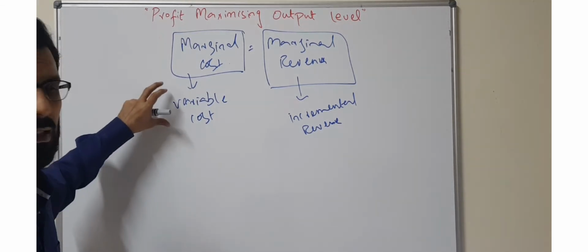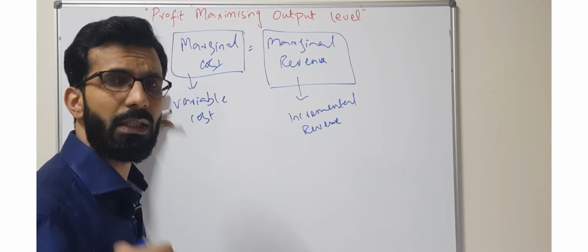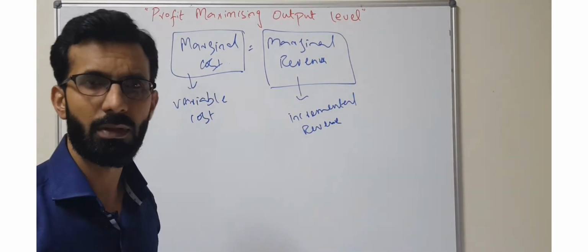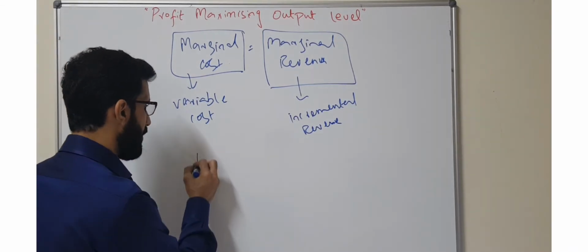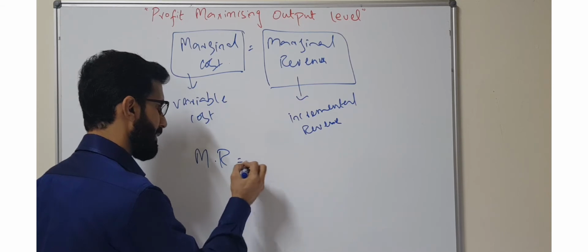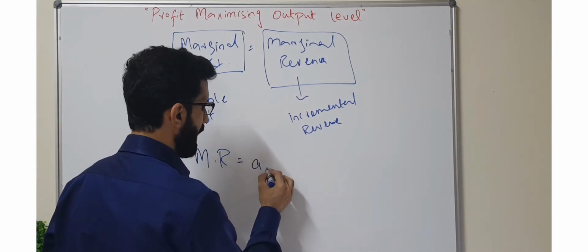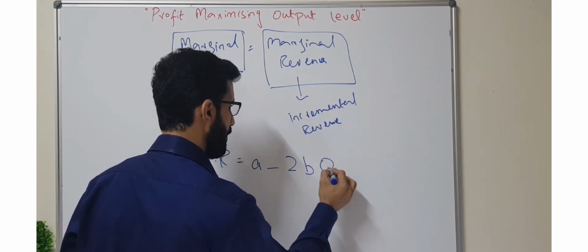We will discuss the same example which we discussed earlier. We just need to add the variable cost into that example, and then we will be able to perform our calculations. So what is the marginal revenue function? The marginal revenue function, as I said, will be available in the exam on the formula sheet, and it is A minus 2BQ.